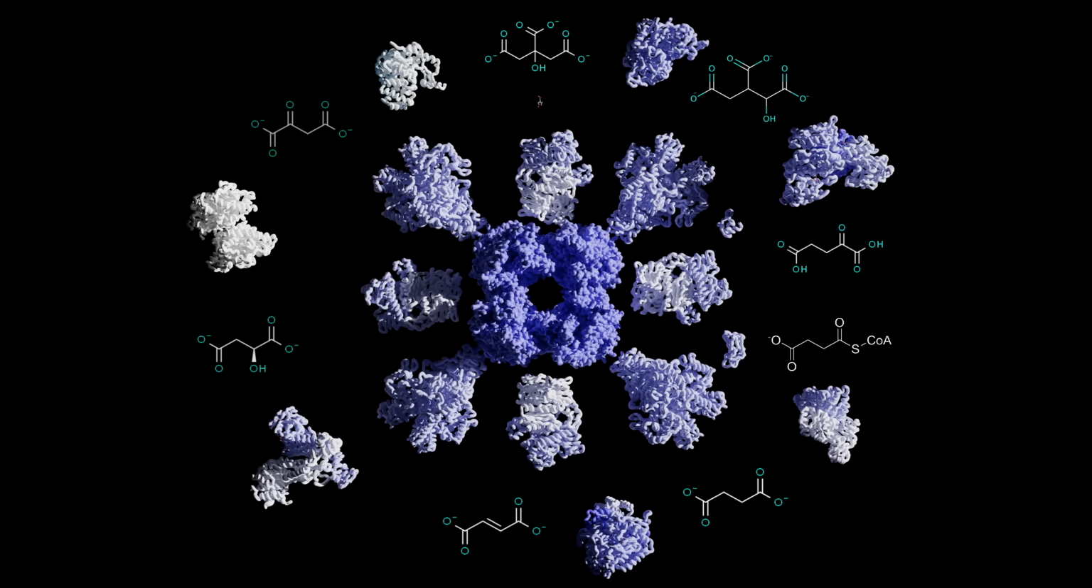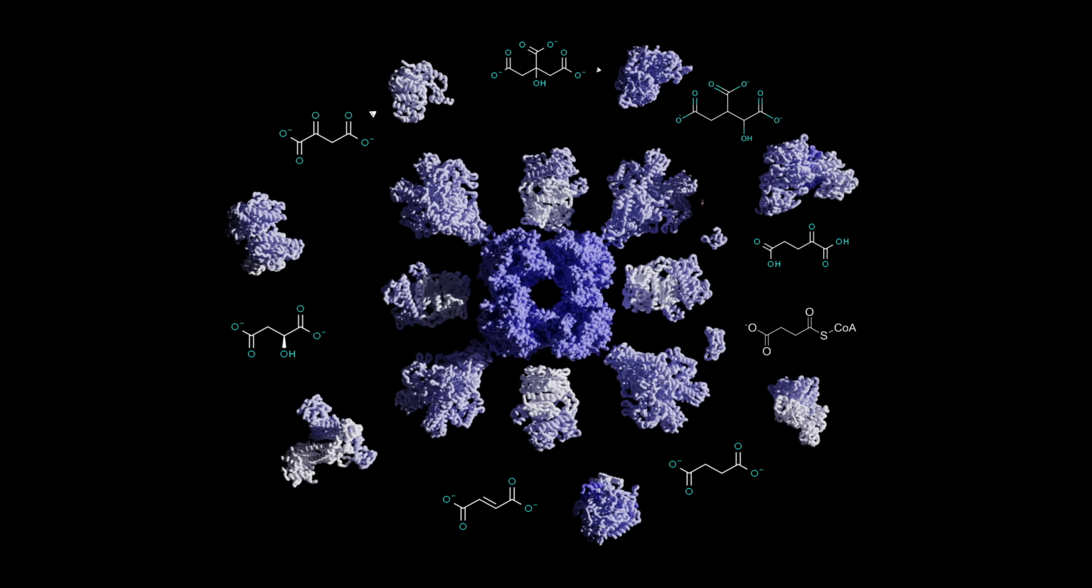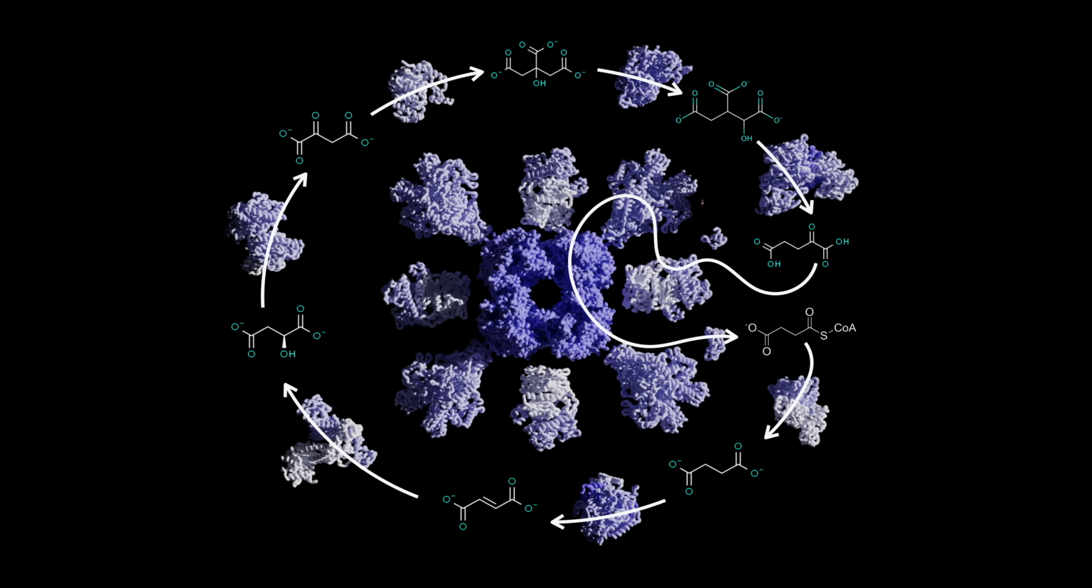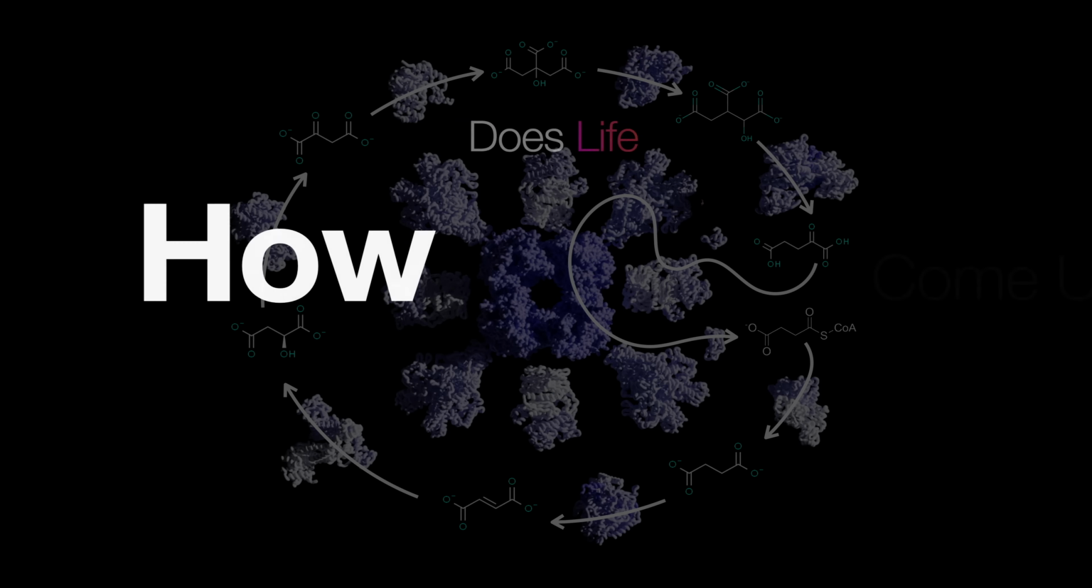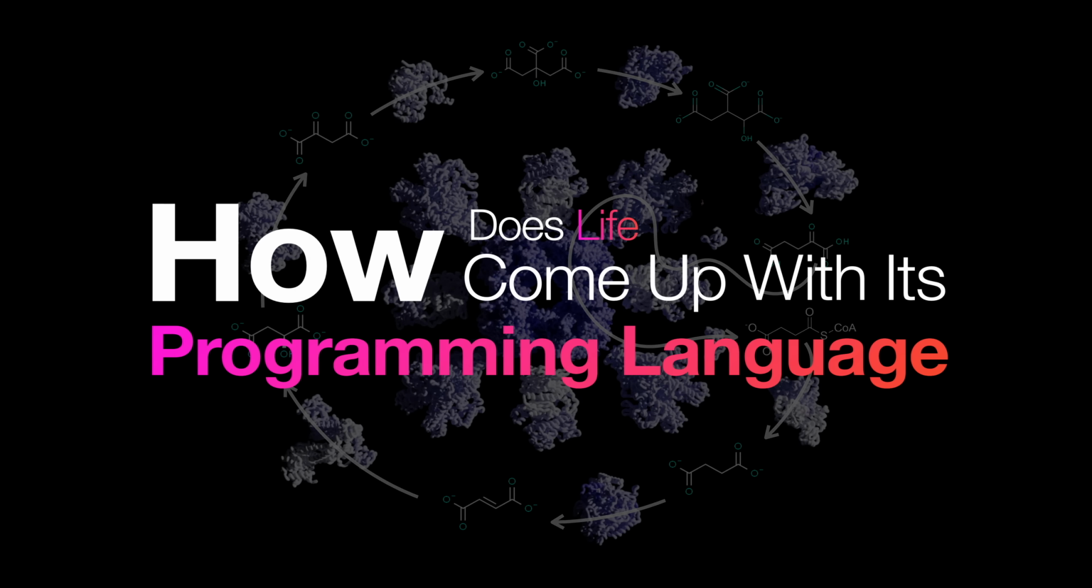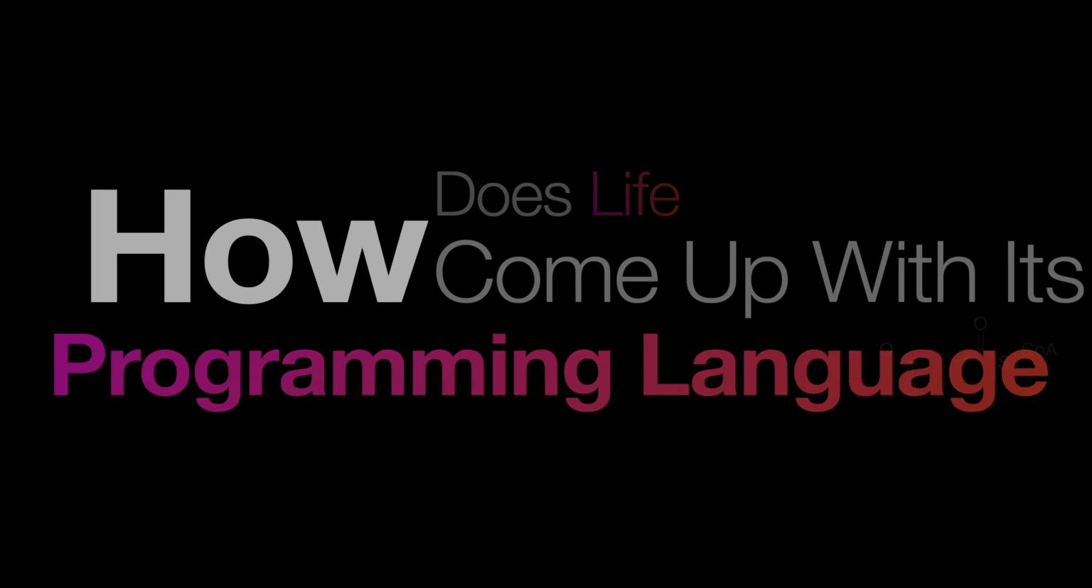This is the Krebs cycle. It's a loop programmed into the cell to extract energy from all sorts of nutrient sources. But where does it come from? How did nature come up with this design? How does life come up with its programming language? Let's break this question down one step at a time.